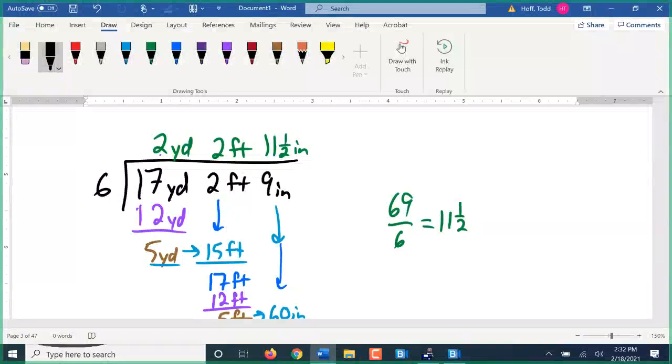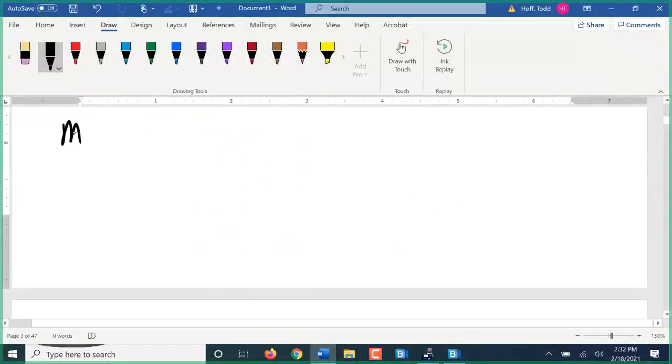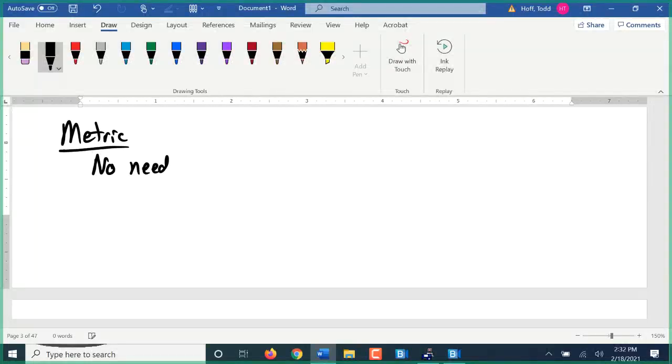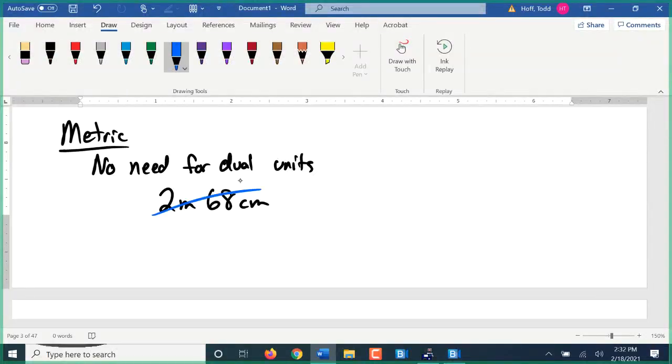In the metric system, it's a lot simpler. In the metric system, there is no need for dual units. We would never list something as 2 meters and 68 centimeters. Instead, because of the easy conversion between units, we would list this as 2.68 meters or 268 centimeters. Very neat and clean, and it's all right there. No need for dual units.